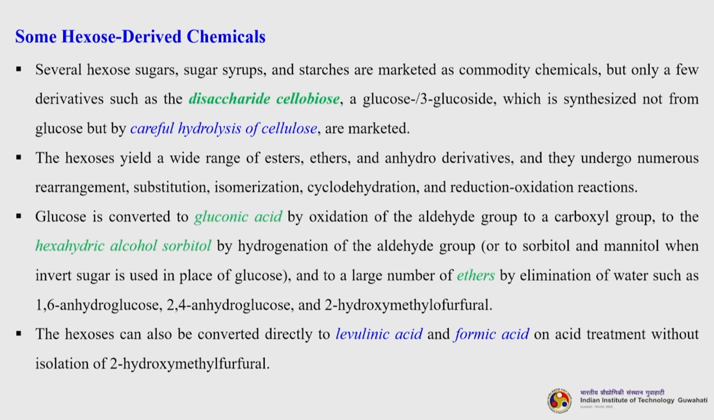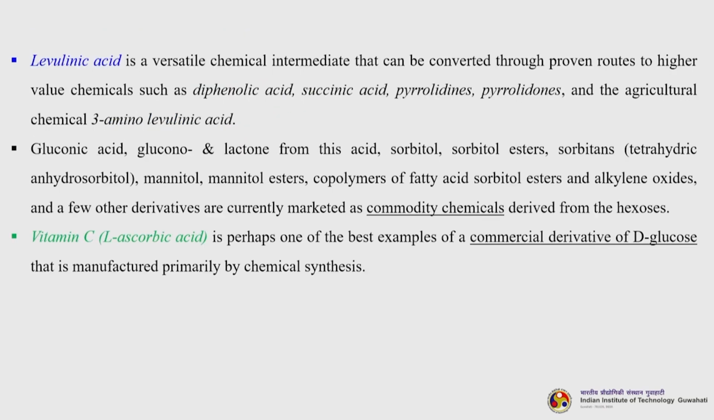The hexoses can also be converted directly to levulinic acid and formic acid on acid treatment without isolation of the 2-hydroxymethyl porphyryl. Levulinic acid is a versatile chemical intermediate that can be converted through proven routes to higher value chemicals such as diphenolic acid, succinic acid, pyrrolidines, pyrrolidones and the agricultural chemical 3-amino levulinic acid.